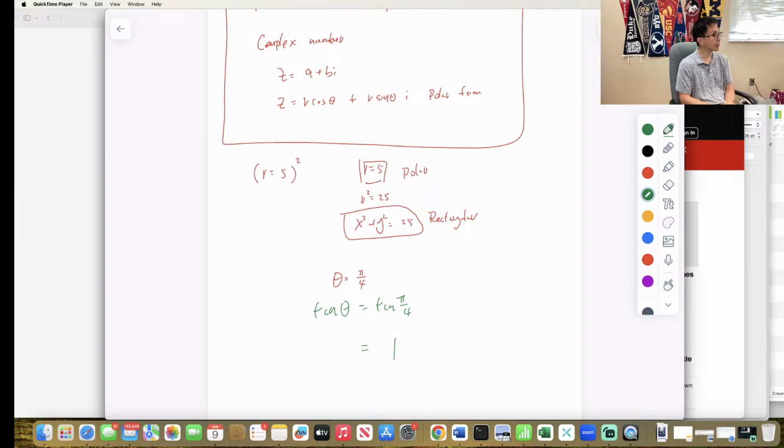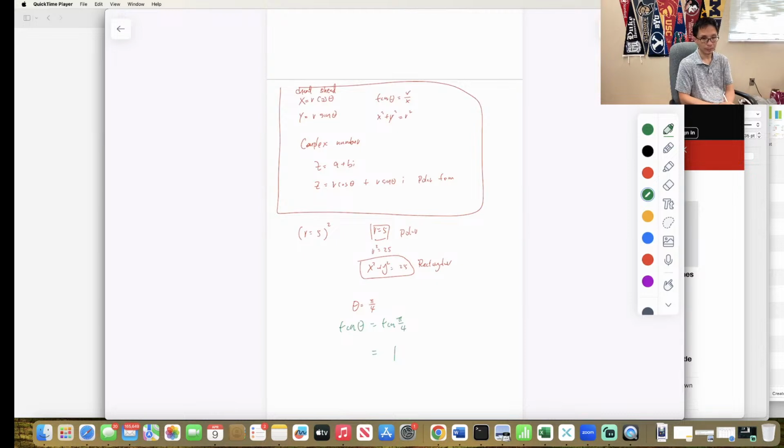What is tangent of theta, according to the polar equations? y over x. Guess what? y equal to x. That's a rectangular equation. I went from theta equal to pi over 4, and I converted to y equal to x. Any questions?